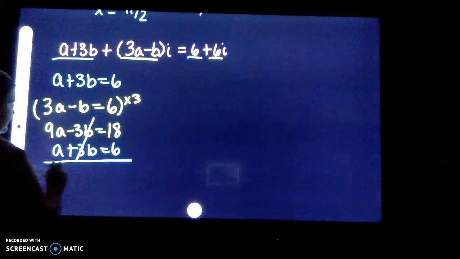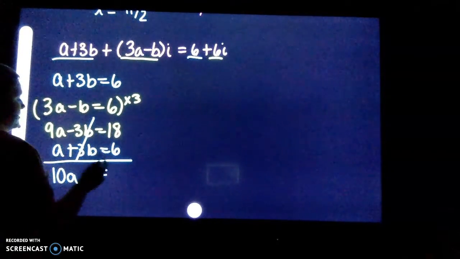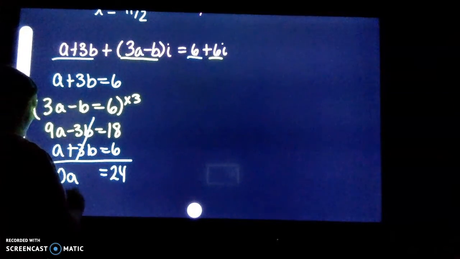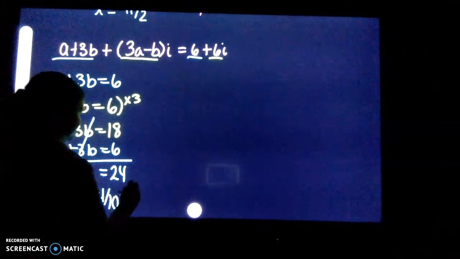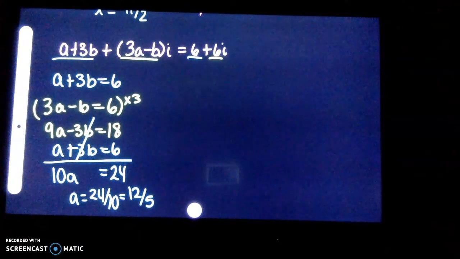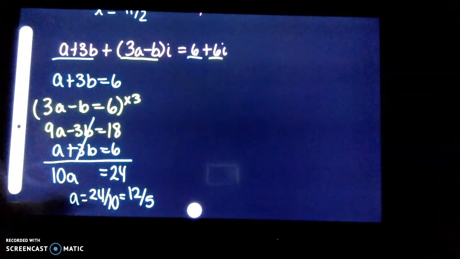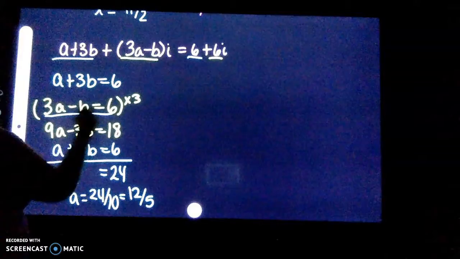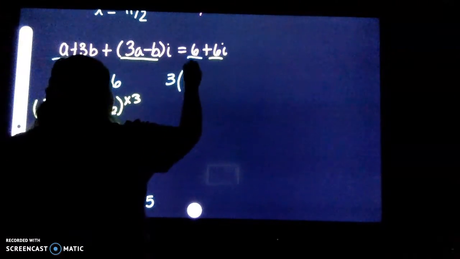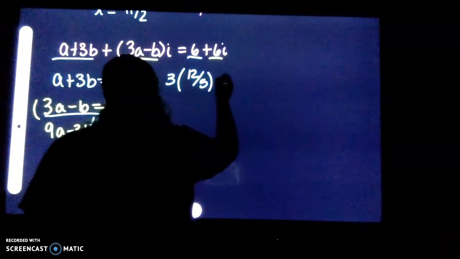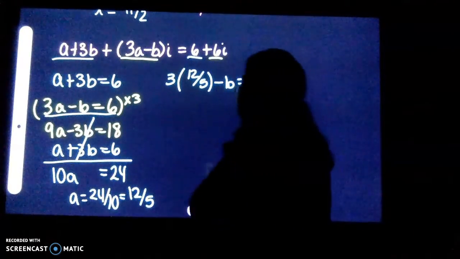9a plus a is 10a. 18 plus 6 is 24. So I get a is equal to 24 over 10, which can reduce to 12 over 5. So I've gotten my a. All I have to do now is take that a and plug it back into one of these equations and then solve for my b. I'm going to go ahead and plug it in to this 3a minus b equals 6 equation, which leaves me with 3 times 12 over 5 minus b equals 6.